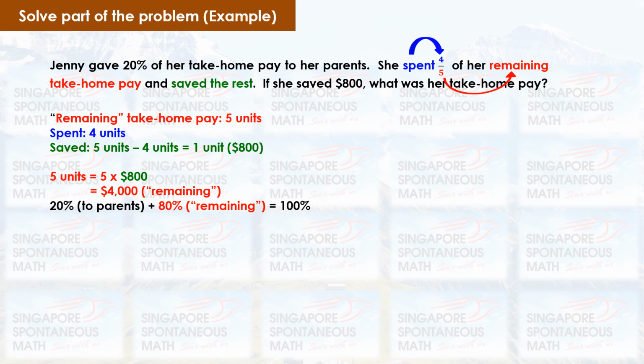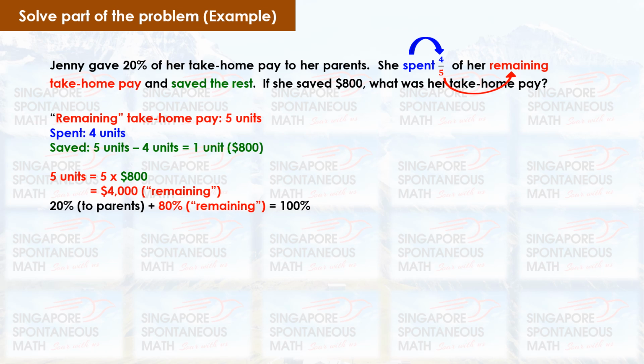We use 5 units to represent the remaining take-home pay. She spent 4 units. 5 units minus 4 units equals 1 unit. 1 unit was saved. This 1 unit equals $800. 5 units equals 5 times $800, which is $4,000.